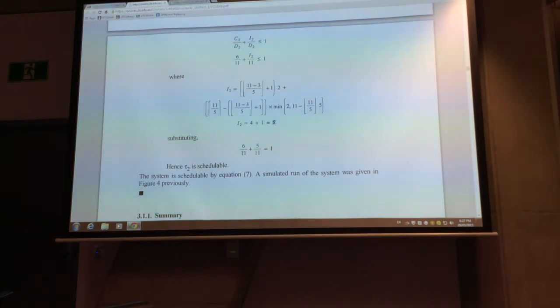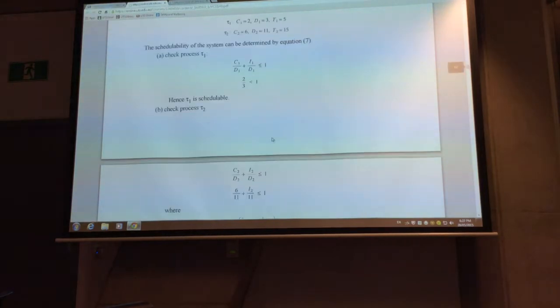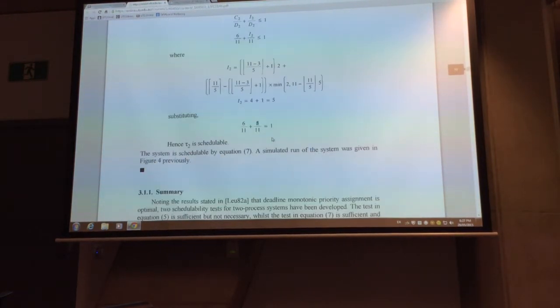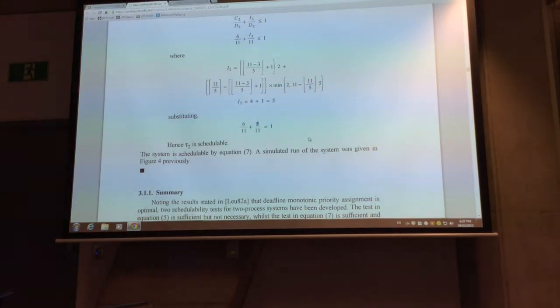So there's our new interference factor with the more precise expression. It's 5. We calculated before, we thought it was 6. So we've got a more precise version of the interference factor now, 5. And that means that our test now is complete. We've got this more precise version of the interference factor, and it's giving us the right answers.